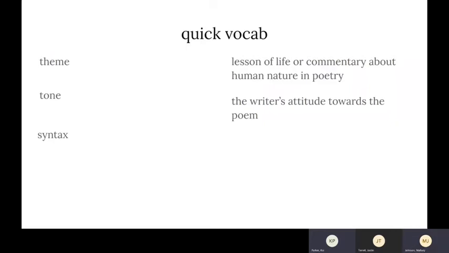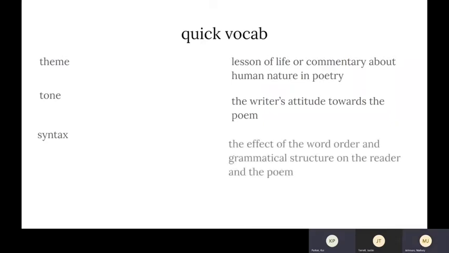And then the last vocab word is syntax, and syntax is the effect of the word order and grammatical structure on the reader and the poem. So syntax is a little more difficult to identify than theme or tone, but when you're looking at syntax, try to figure out why the author chose certain words over others, why the author made their poem look a certain way. Do they have longer lines or shorter lines? What type of language are they talking about? Those type of things to understand syntax.